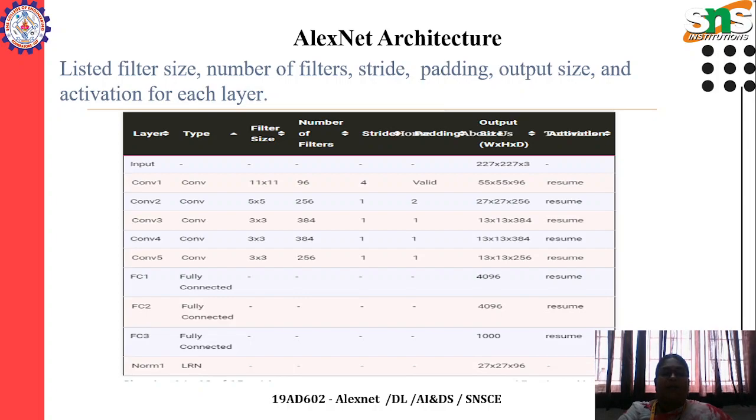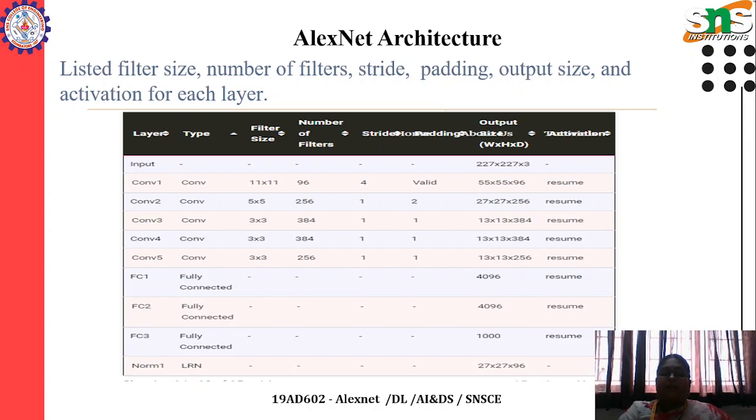Here you can see the 5 convolutional layers, and for each convolution layer you have the filter size. The size of the filter differs for each layer. You can see convolution layer 1 is 11 into 11, convolution layer 2 is 5 into 5, and 3 into 3, 3 into 3 and 3 into 3 for convolution layers 3, 4 and 5. This is the size of the filter, and how many filters are there in each layer is not a fixed number. It may vary for each convolutional layer. Layer 1 has 96, layer 2 has 256, layer 3 has 384, layer 4 has 384, and layer 5 has 256.